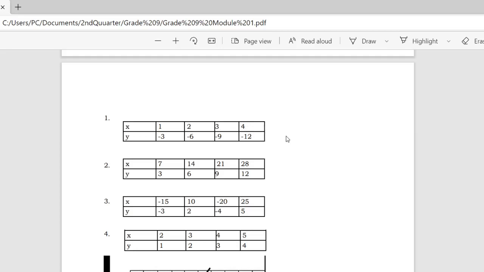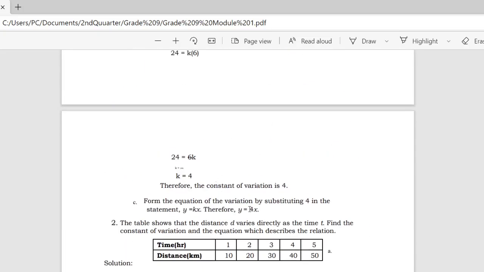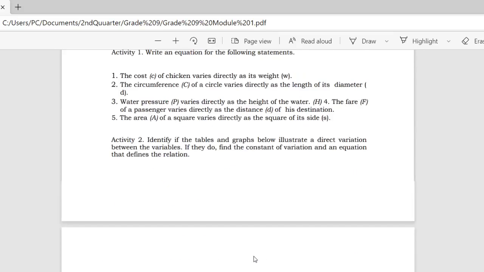Again, increasing should be increasing. If decreasing, should be decreasing. After that, find the value of k for each pair. If the values of k are the same, therefore, that illustrates a direct variation. Then you just replace the value of k, like this one above. So therefore y is equal to kx. Just put the value of k there, and therefore, that is the equation. So that is the equation below.